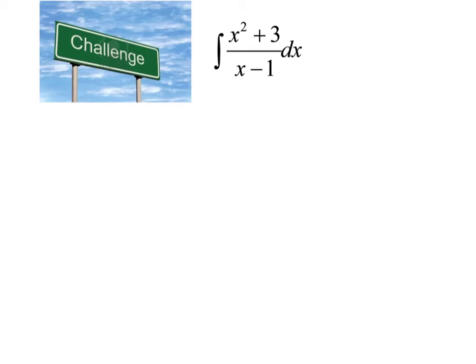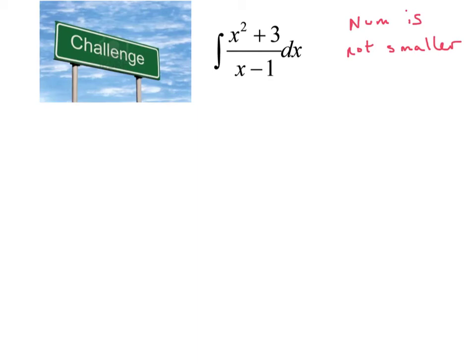Okay, this one. The temptation is to say, well, u has got to be x squared. It does not work to have u be the numerator. So it seems like there's nothing we can do. Well, in fact, there is. What we need to do first, and this happens pretty much any time the numerator power is not smaller than the denominator, we have to polynomial divide first.